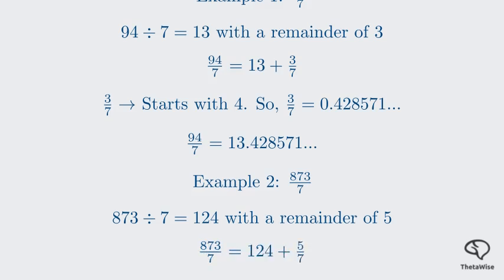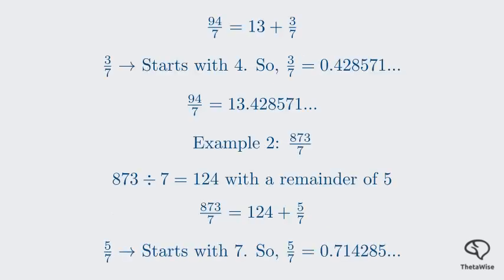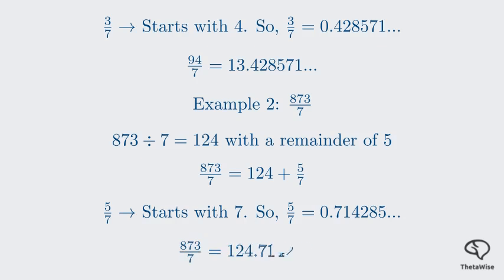873 divided by 7 is 124 with a remainder of 5. So we have 124 and 5/7. Now for 5/7, we look at our cycle, 142,857. The decimal for 5/7 will start with 7. So 5 divided by 7 is 0.714285, repeating. Combining them, 873 divided by 7 is 124.714285, repeating. There's our answer.